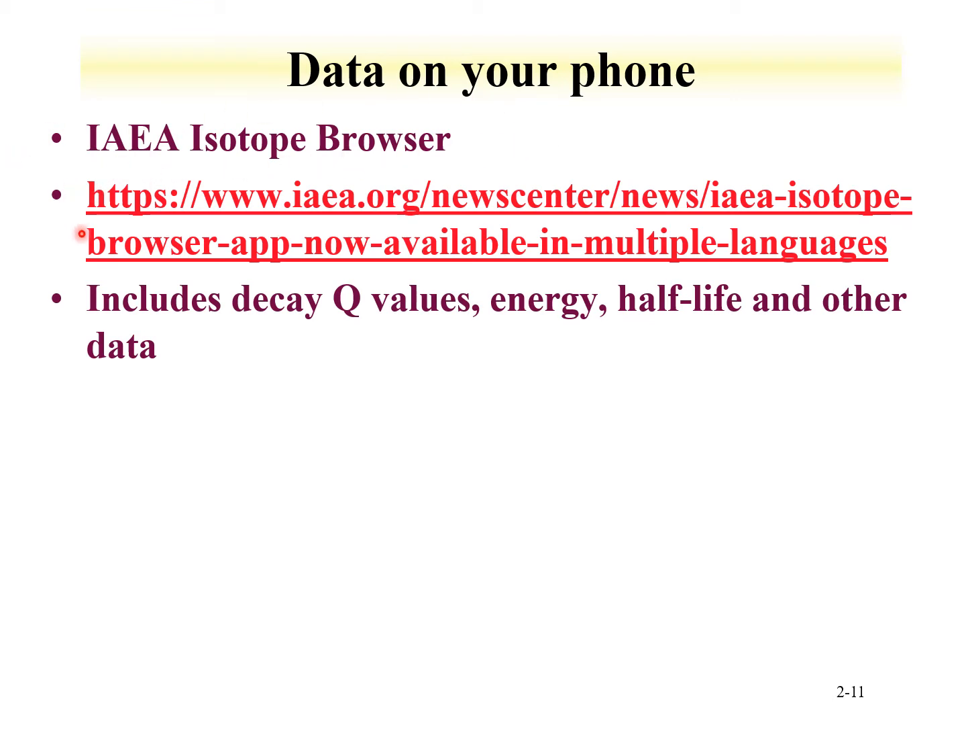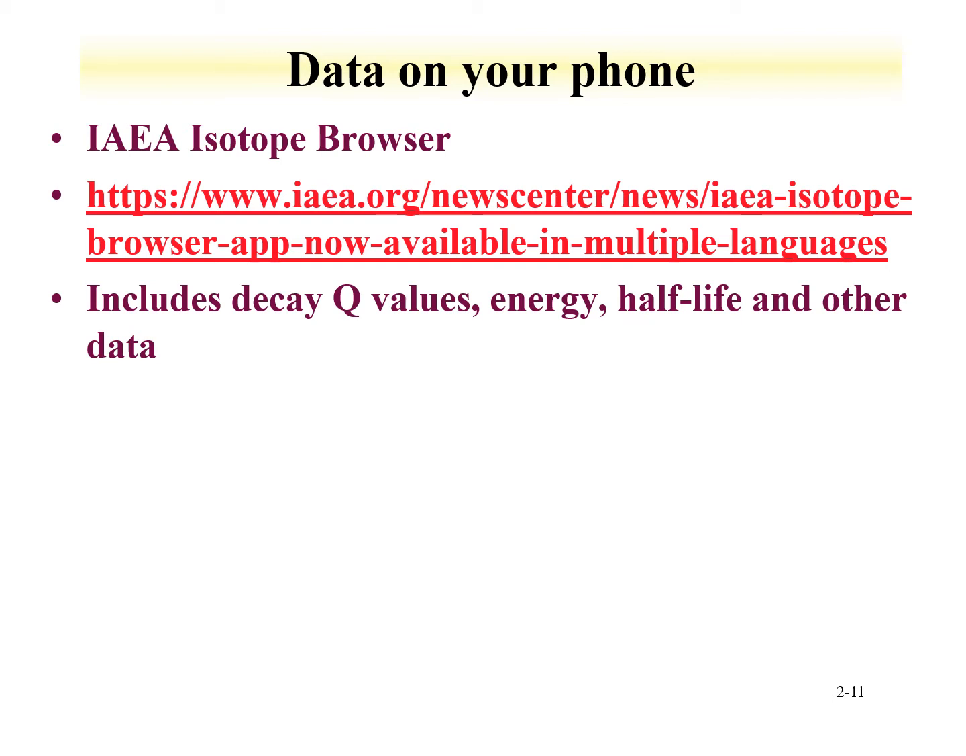Information on the Isotope Browser is available from this web page, but you can download it for your Android or Apple-based applications. The IAEA Isotope Browser will include Q values, but also information on energy of the decays, half-lives, decay modes, percentages, and other information that will be useful for the course. So I use the IAEA Isotope Browser all the time, and it's certainly a resource that you can use.